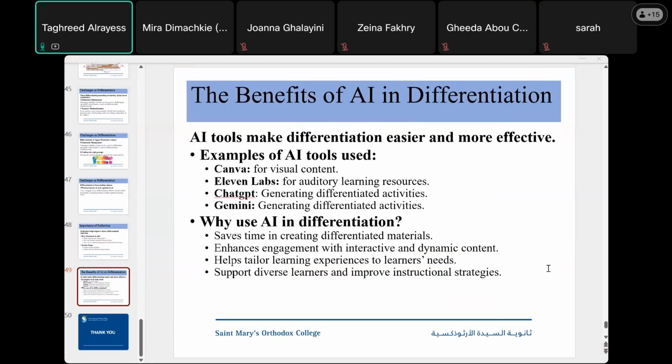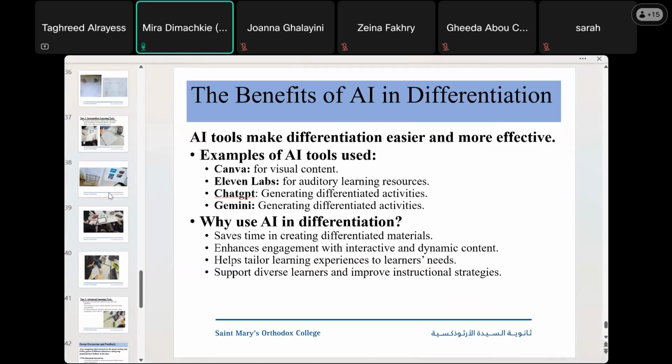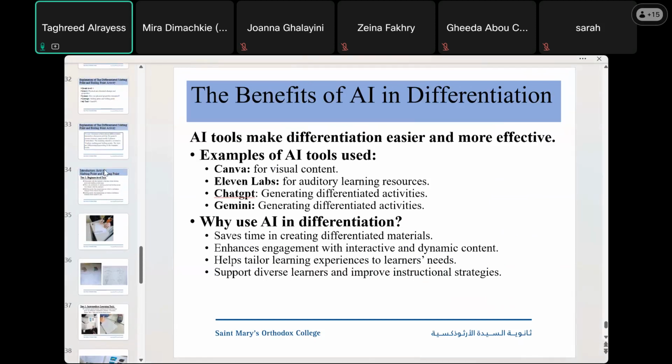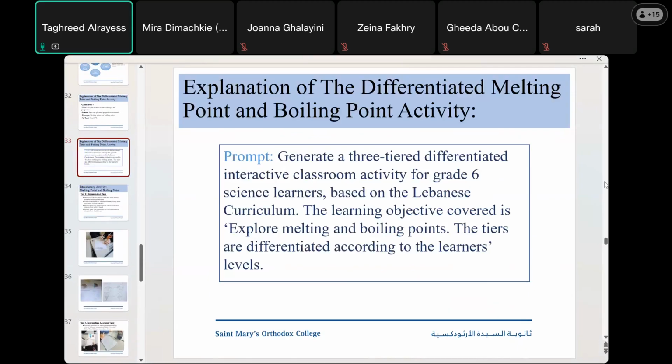Thank you for this presentation. When we were talking about the three-tiered activity where each group did a different thing for the boiling point and melting point, I think, yeah, that was this prompt, yes.